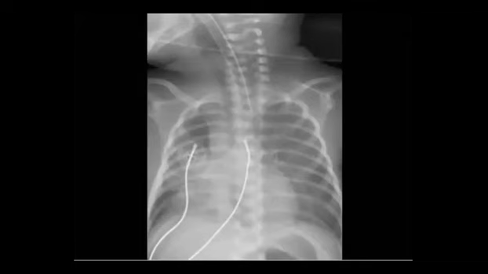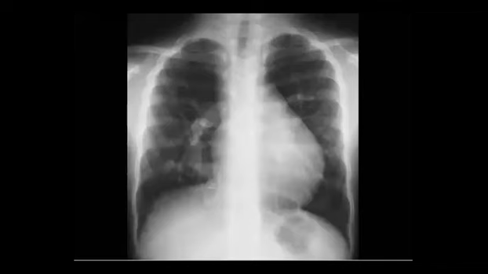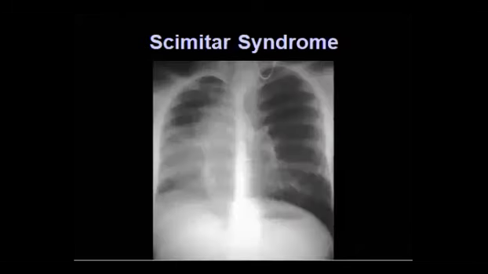I think I showed this one with esophageal intubation before. This one is one of the easy ones that they like in the spotting or in the exam. It shows this curvilinear opacity, which is reaching the, so this is what is called scimitar, which is venolobar syndrome, hypogenetic lung syndrome. Okay? Yeah, venolobar syndrome.